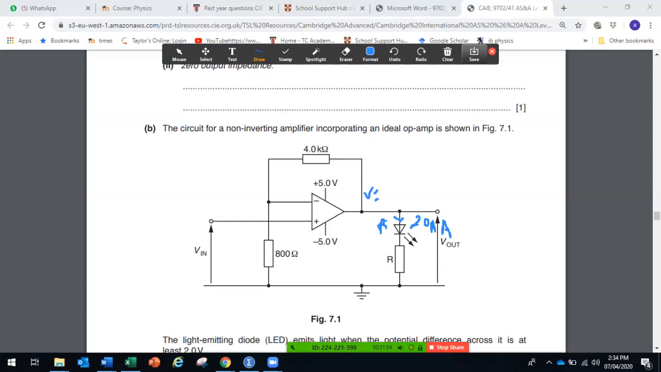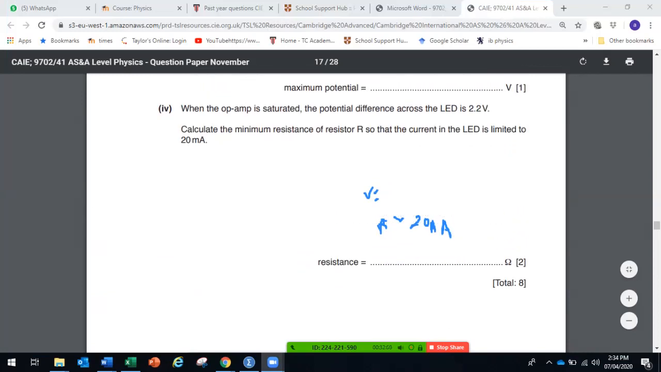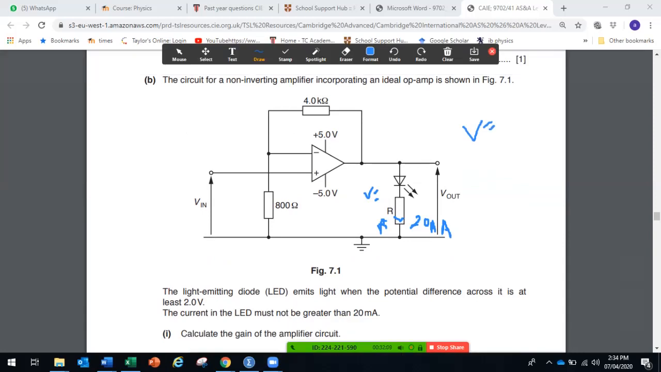Okay, so they want the R. Yes, sir, they want the R. So how do you find the R? V equals IR, because they say the PD across the LED is 2.2. So the voltage here should be how much? 2.8, because the total V is 5, right, sir? So V is 2.8, R we don't know, and I we put 20 milliampere, changed to ampere. Then you can find the resistance.